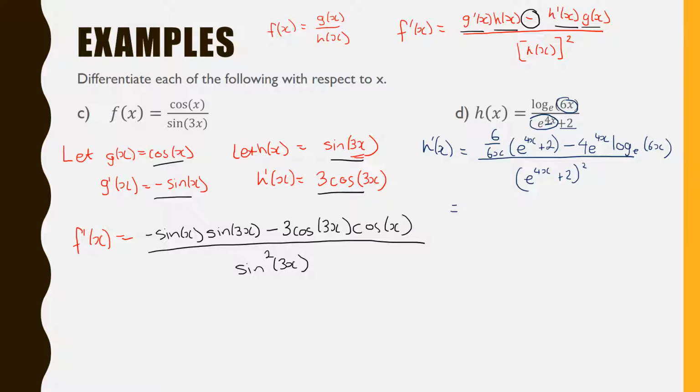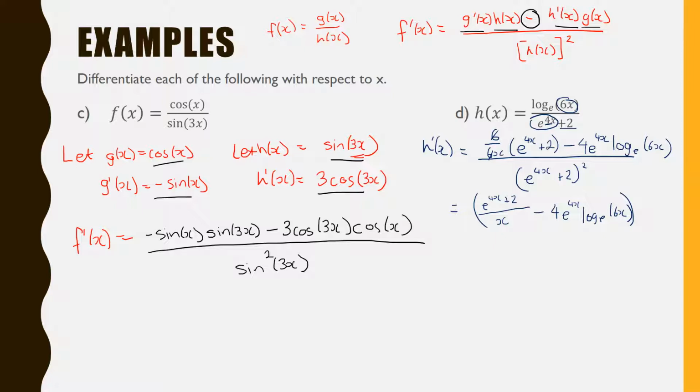The next steps are just algebra. We need to simplify this. We need to get this to look a bit nicer. We can cancel 6 and 6 here. So we can write this as x in the denominator, e to the 4x plus 2. The rest of the numerator is minus 4e to the 4x log e of 6x.